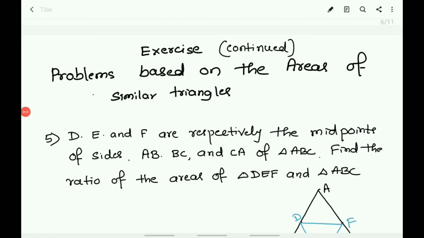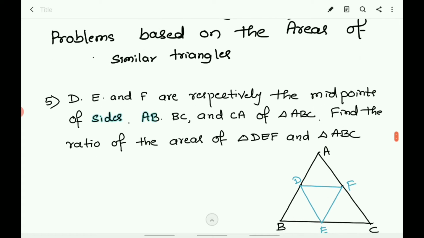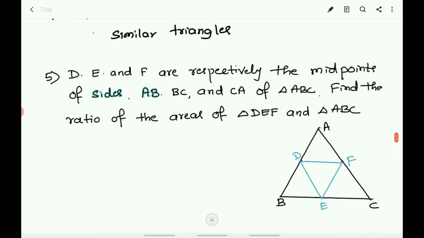Children, now let us continue the exercise which contains problems based on the areas of similar triangles. Now let us see the fifth question. D, E and F are respectively the midpoints of sides AB, BC and CA of triangle ABC. Find the ratio of the areas of triangle DEF and triangle ABC.